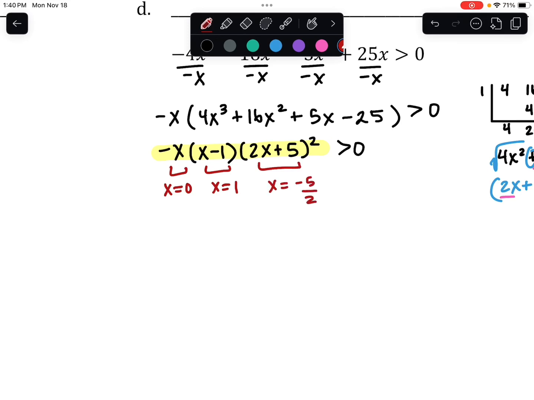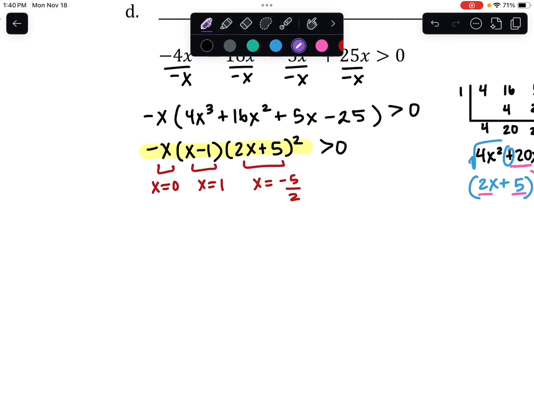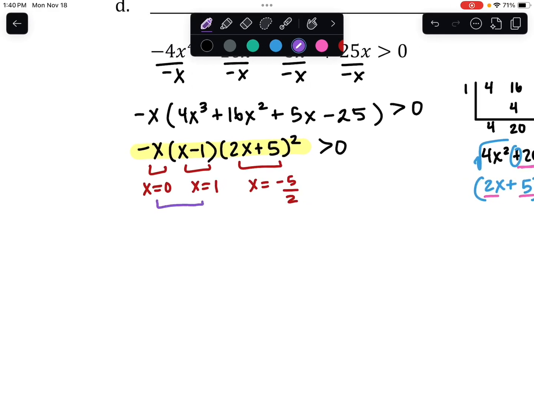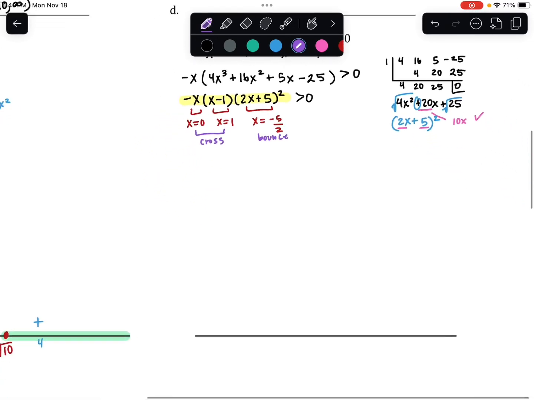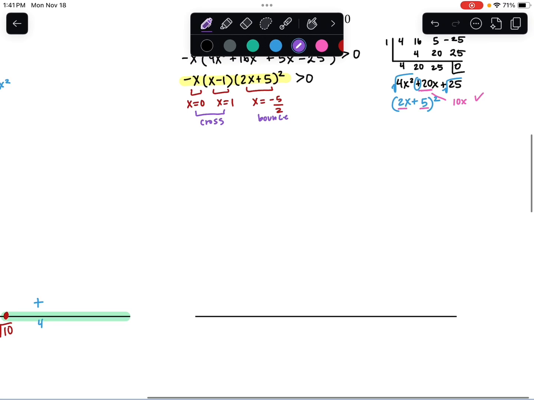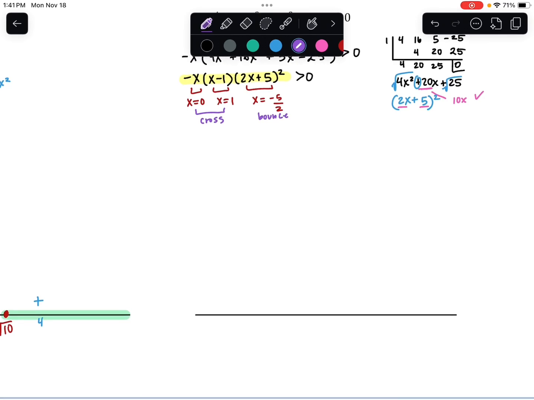And then remembering from our graphing polynomials lesson, we know it's going to cross at these two x-intercepts, but it's going to bounce at this x-intercept. And so we'll see how that plays into the signs. And so we're going to put these on the graph, and we're going to use open circles because we don't have the equality option. And so make sure you go in order. The -5/2 would go here, followed by the 0, followed by the 1.